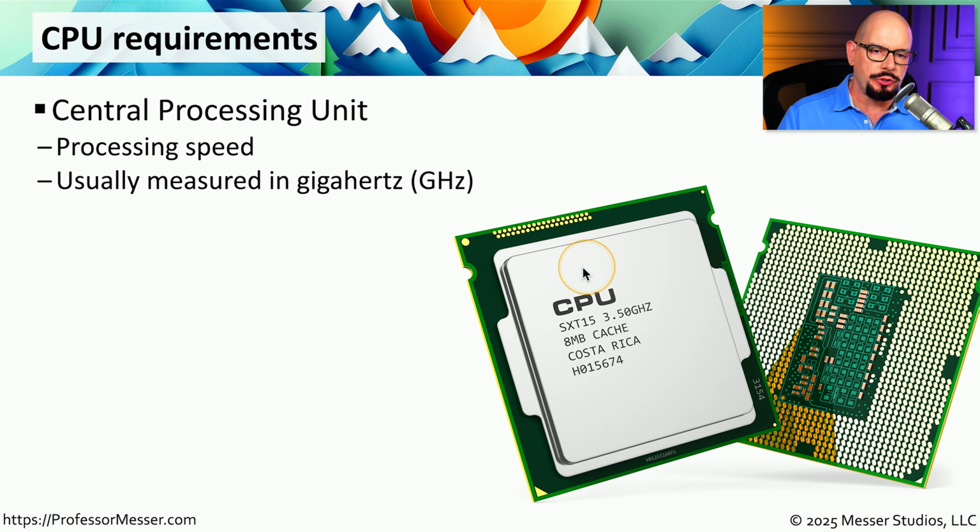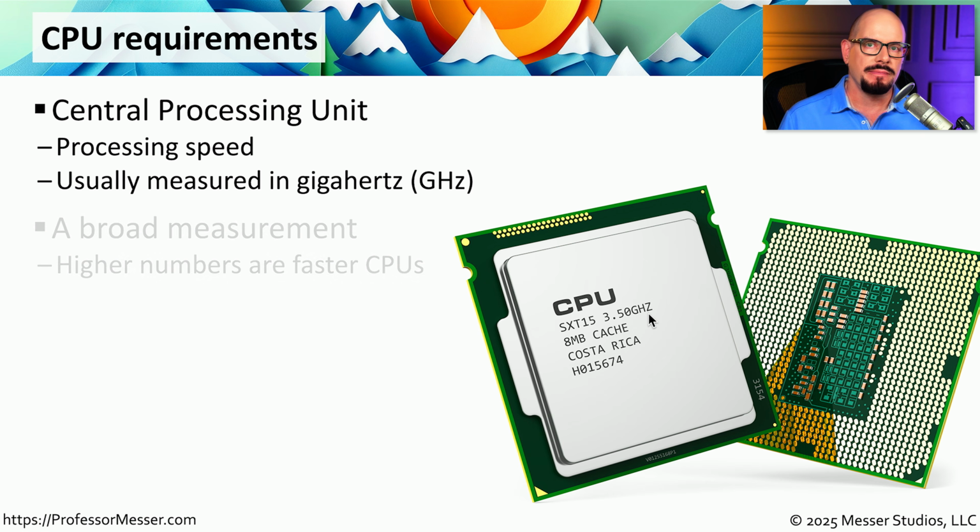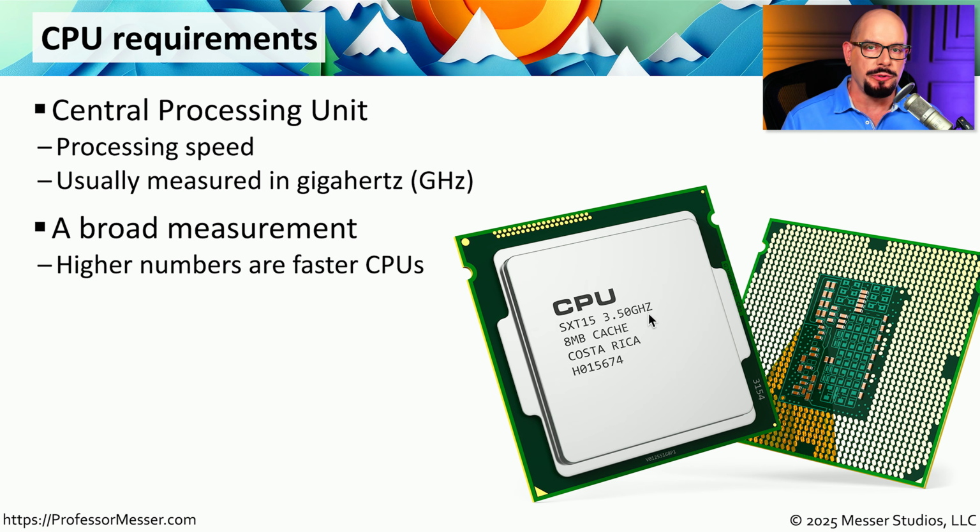This is usually a measurement on the processor itself that is measured in gigahertz or GHz. 1 hertz is equal to 1 cycle per second, so 3.50 gigahertz would be the same as 3.5 billion cycles per second. This speed value is a broad measurement. As we've already seen, some CPUs have additional capabilities that go beyond how fast that CPU happens to be. For example, we described integrated graphics and how the integrated graphics and the CPU are all on the same chip.